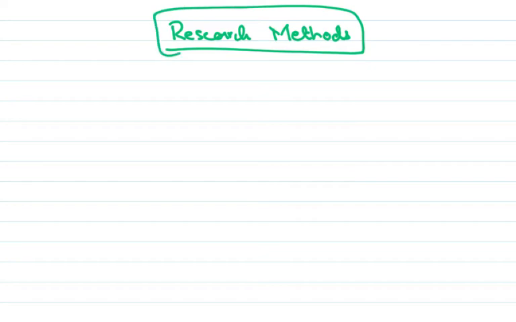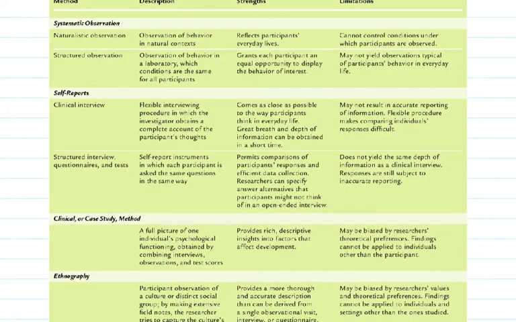Everyone. So today we will be looking at some research methods that we have within developmental psychology. One of the first things that we will do is look at some data collection procedures that we often use when we're talking about developmental psychology. So we have this table in front of us which shows us all of these different methods. This is also available in your book.